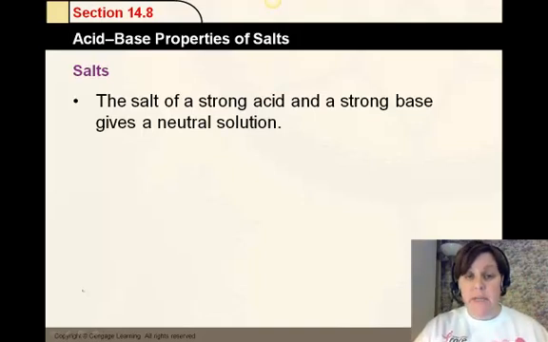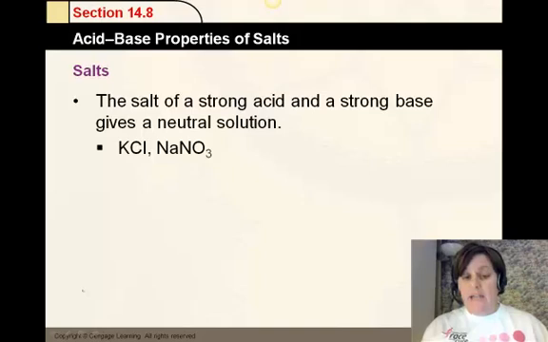This is the most common example we did in intro. So we had a strong acid and a strong base, and you get a neutral pH of 7 for this salt. Here are two examples of a neutral salt: potassium chloride and sodium nitrate.